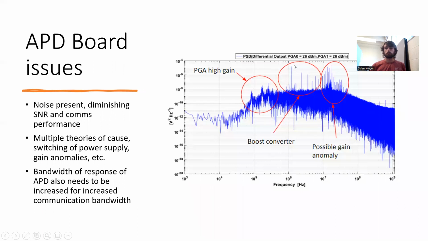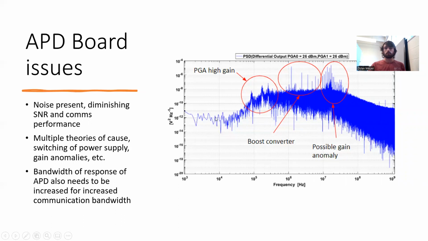So we were having some problems with the APD board. As you can see on this graph, we have noise present over the frequency spectra. There are several theories on what was causing this. These spikes were only present when the PGAs had high gain, so we believe this was related to components, as well as boost converter noise and a possible gain anomaly that existed in the chain.